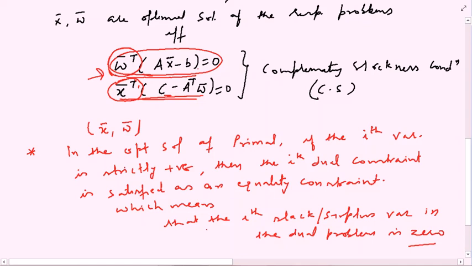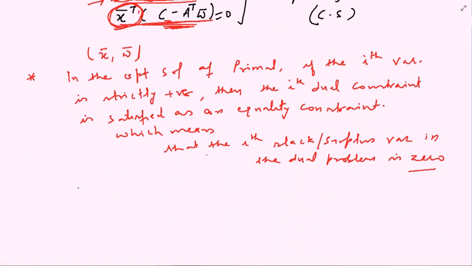Because x bar is the optimal solution of the primal problem, if x bar is non-zero, then this component has to be 0. But what is this component? This component is nothing but the slack or the surplus variable. So this is what this condition says. Now let us understand the second form of this condition.